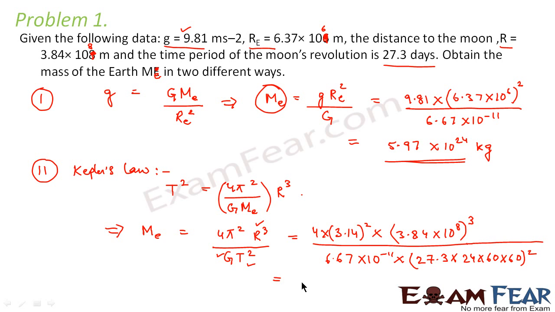The mass of the earth comes out to be 6.02 into 10 to the power 24 kgs. If you see, both the values are almost very near to each other. The difference in these two values arises because here we are dealing with very long numbers, so they have been rounded off to some places. That is why there is a minor difference in the values which we obtained by both the methods. So this is how we'll calculate.